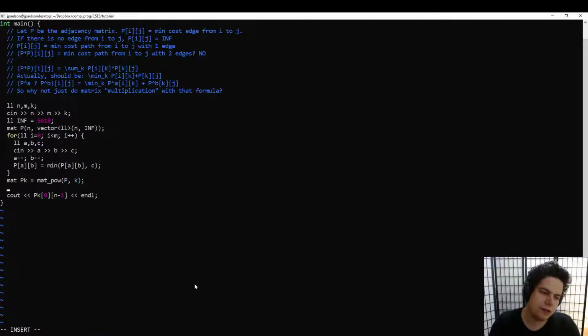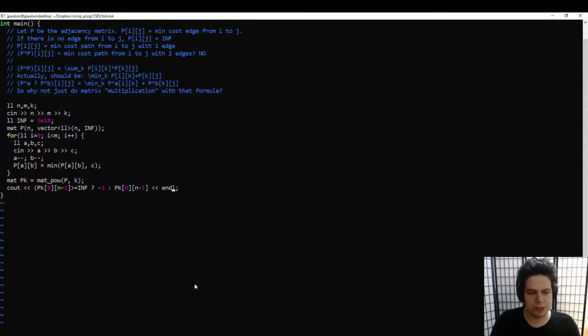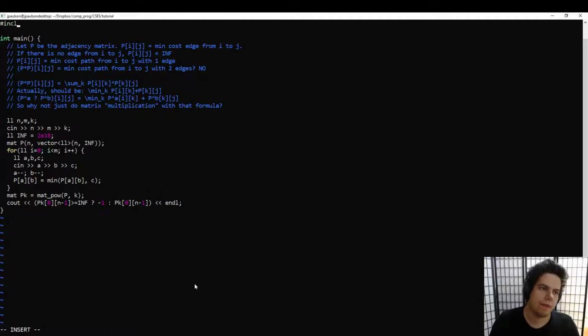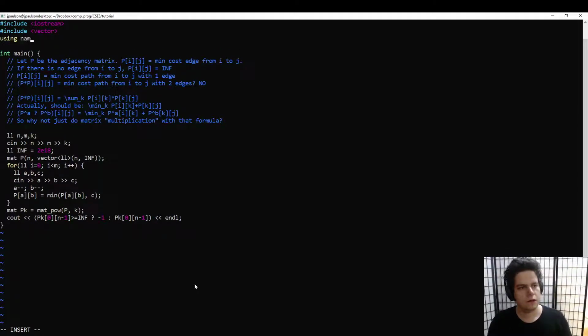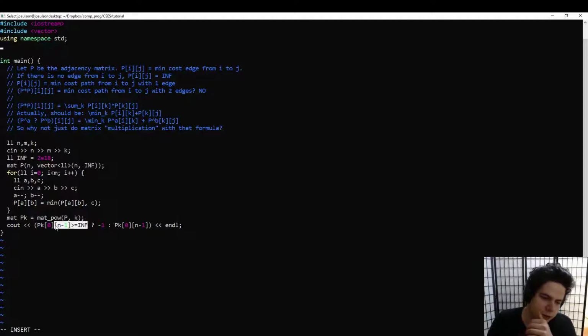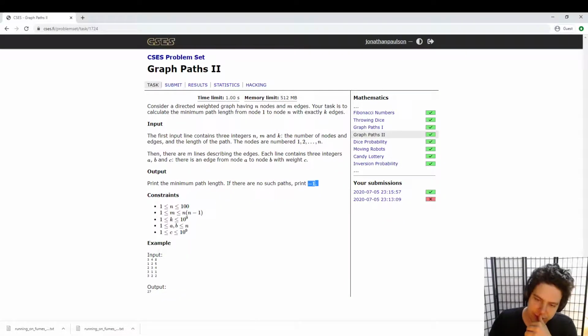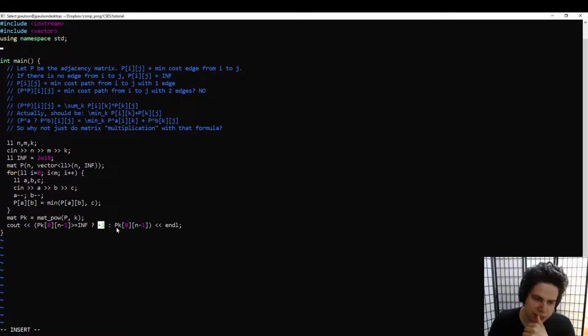Except what if there are no paths? In that case, we should get infinity. So just mark that down. If there are no paths, we're going to get that P_k[0][n-1] is infinity. And the problem tells us that we should write -1 in that case. So we actually need to check for that. It's a special case. And if there is a path, then we just write down the value of that path.